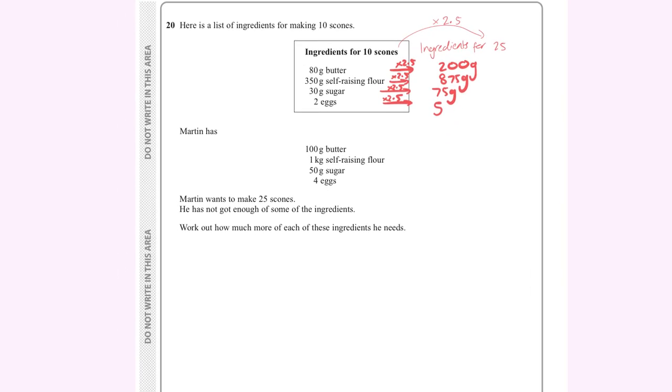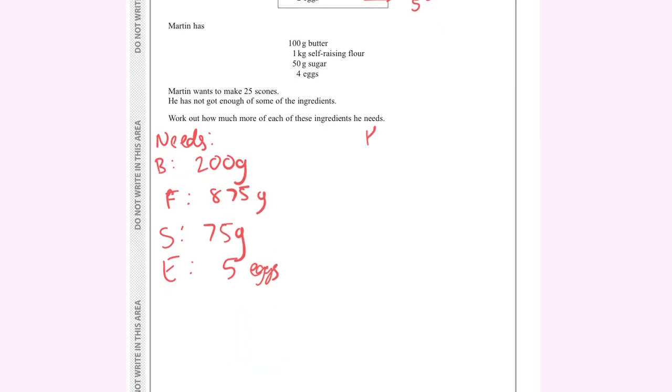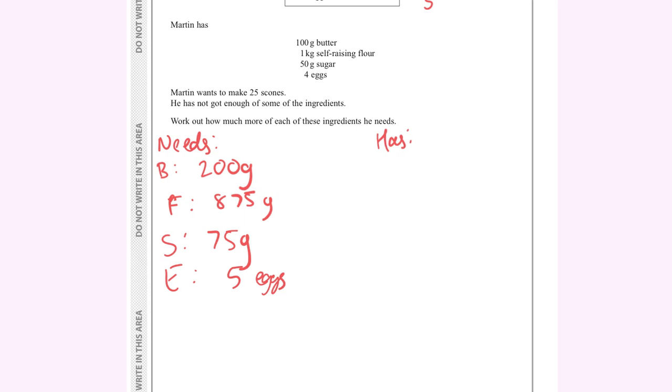Okay, so we put here, he needs 200 grams of butter. For the flour, he needs 875 grams. For the sugar, he needs 75 grams. And for the eggs, he needs 5 eggs. Okay, and he has, at the moment, 100 grams of butter. He has 1,000 grams of flour. 1 kilogram is 1,000 grams. He has 50 grams of sugar, and he has 4 eggs.